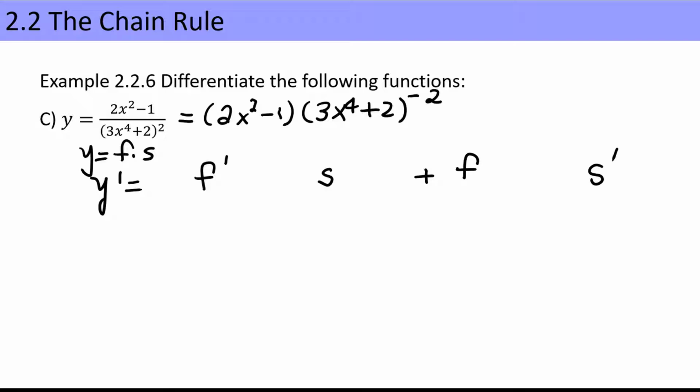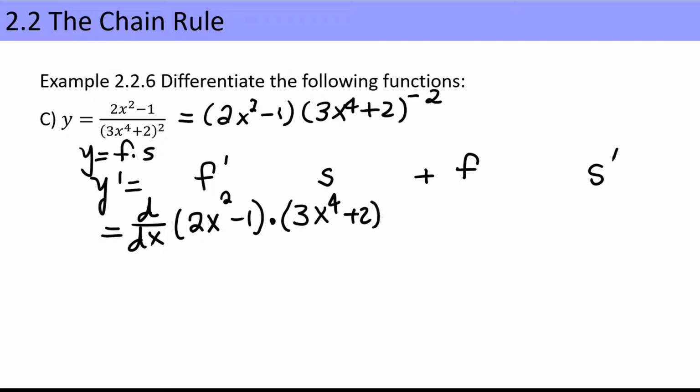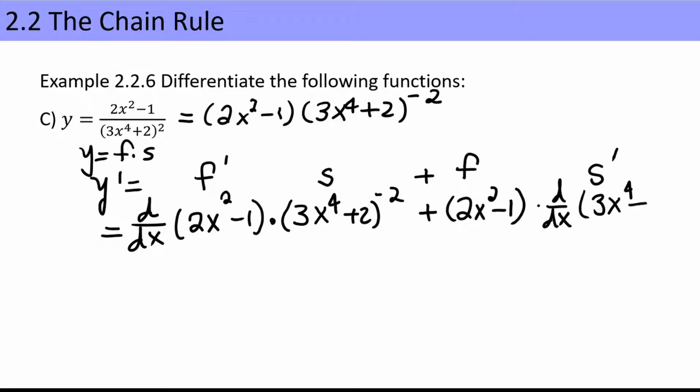This is going to take a few steps. We won't skip any. So we'll start out with, and I'm going to write d dx as a notation that I need to take the derivative of the first function, which is 2x squared minus 1. And then we are just going to multiply the second function, which would be 3x to the 4th plus 2 raised to the power of negative 2. Plus we'll list the first function, which is 2x squared minus 1. And we'll write d dx to say take the derivative of 3x to the 4th, that's the second function, plus 2 raised to the minus 2.